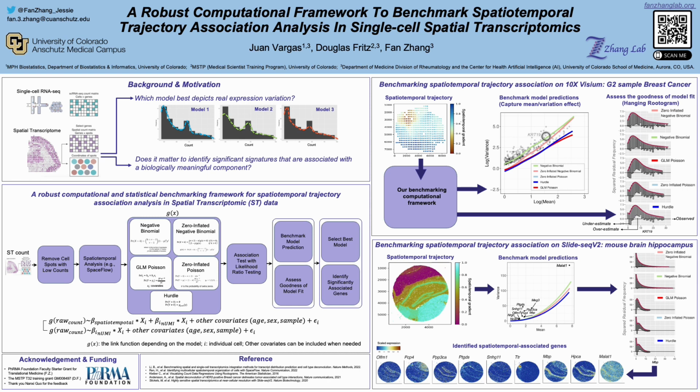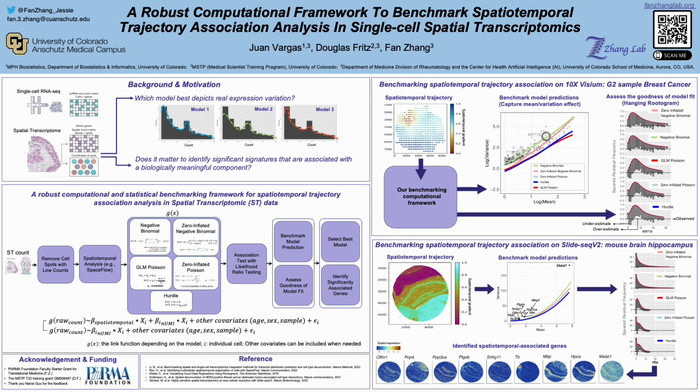Then we use a likelihood ratio test to identify the significant genes, which allows us to incorporate other covariates and technical confounders, like how deep the sequencing is, like UMI, and other demographic variables like age, sex, or duplicated samples. In the end, we make a decision and suggest which model is the best by assessing the goodness of model fit, and report the significant signatures.